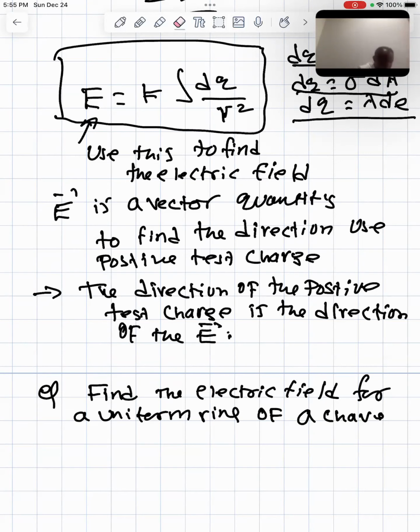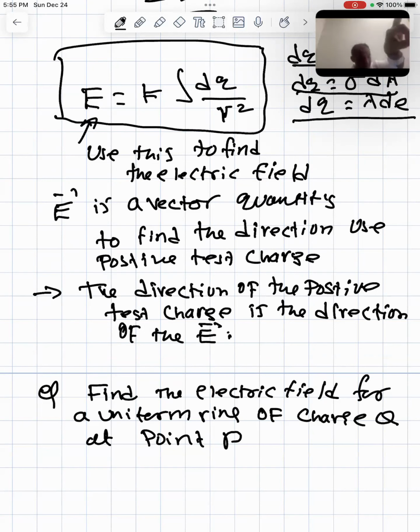So charge Q at point P. I'm so sorry. My electric field is like this, okay? It's like this, like this.